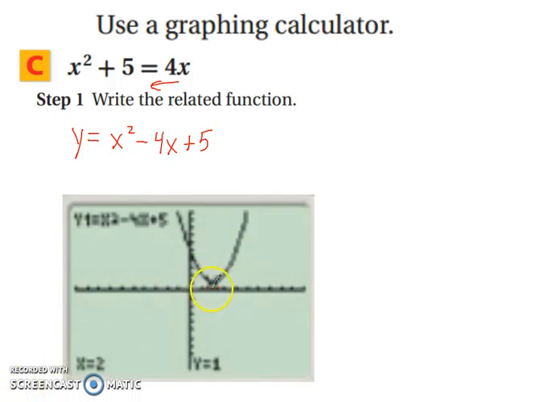Notice how the graph does not cross the x-axis. That means that you have no zeros. If you're having trouble viewing your graph, you may need to change your window so that way you see a closer image of right in here.